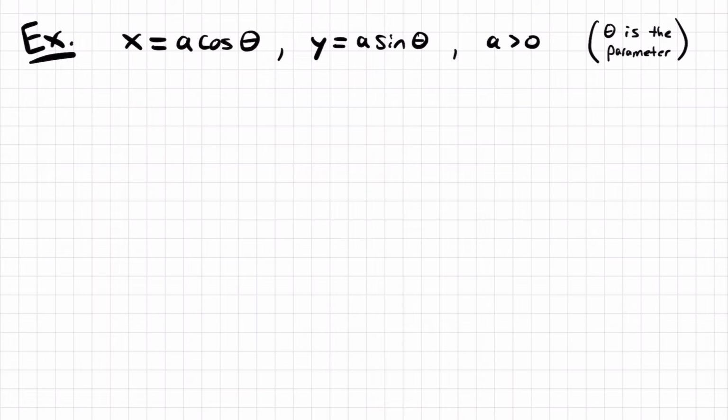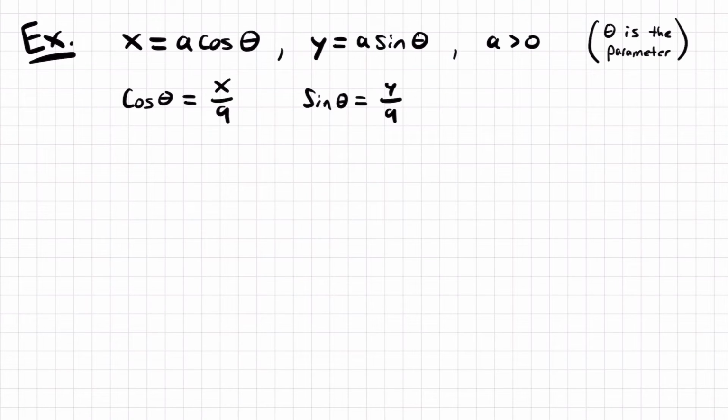And so what we want to do to sketch this plane curve is once again eliminate the parameter in these equations. Now the way you want to do that when you have trig functions is you want to just isolate your trig functions. Here's what I mean by that. If we divide both sides by a, what we'll have is cosine theta is equal to x divided by a. And if we do that for this equation, divide both sides by a, we'll have that sine theta is equal to y divided by a.